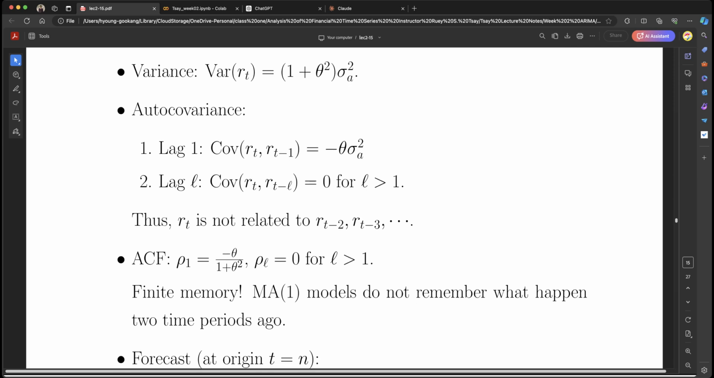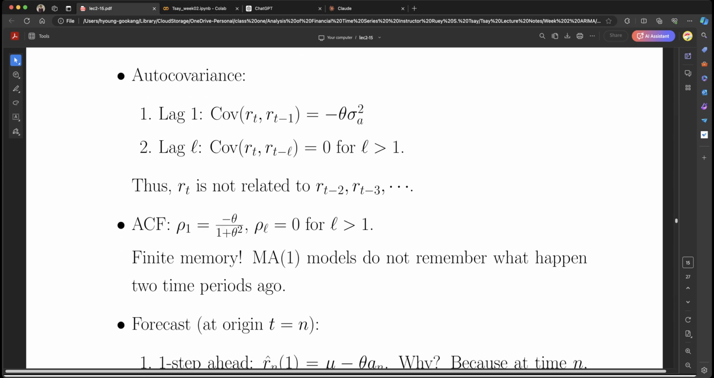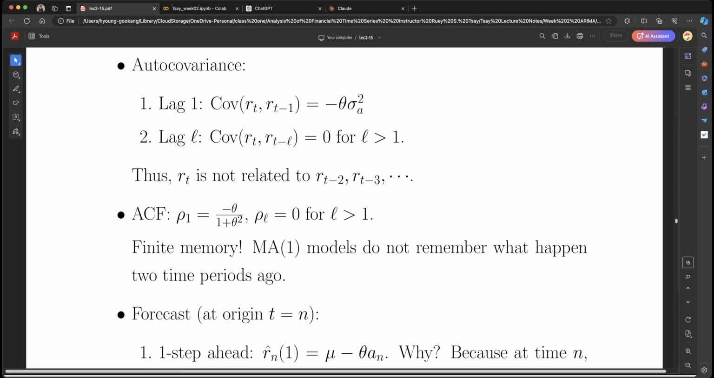The autocorrelation function rho 1 looks like this one. You can calculate it. Rho L for L greater than 1 is 0. So it is finite memory. The MA(1) model does not remember what happened 2 time periods ago. This is the key difference from the AR(1) model.